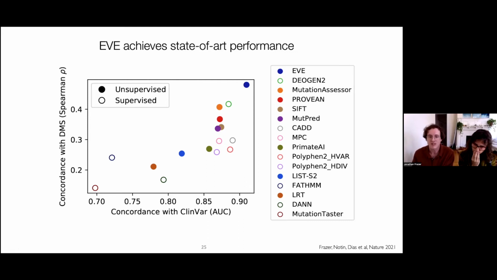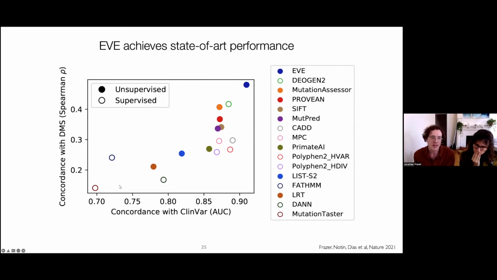We thought it was just a worthwhile contribution to have an unsupervised method anyway, because of how these methods get used in variant annotation. But it turned out that actually evolutionary data seems to be a more compelling source of evidence than we were expecting. So it seems to be able to stand alone.